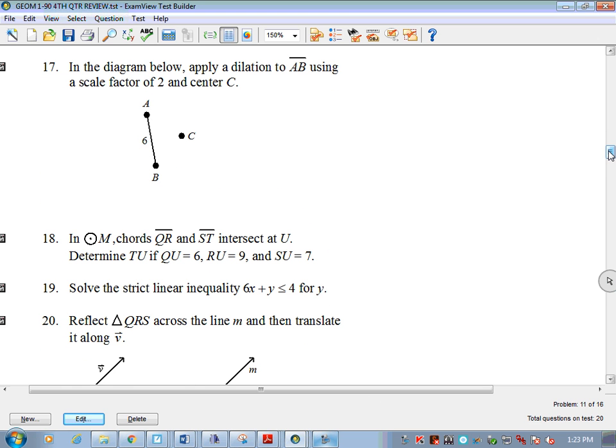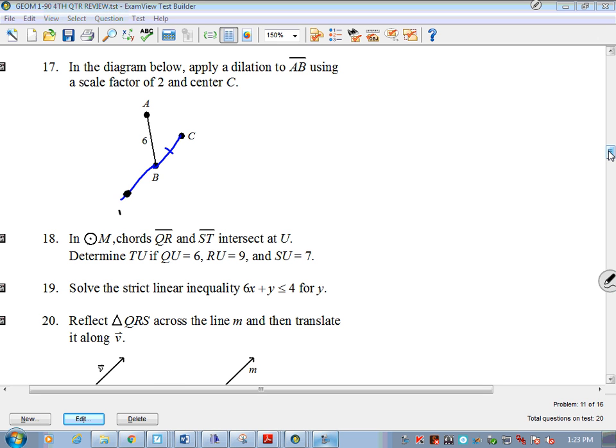In the diagram below, apply a dilation of AB using a scale factor of 2 and center C. I'm going to help you out with this one too. If we had a ruler, this would be a little bit easier to do, but we don't. We're going to find the distance from C to B, and we're going to continue that same exact distance on out, so probably right about in there.